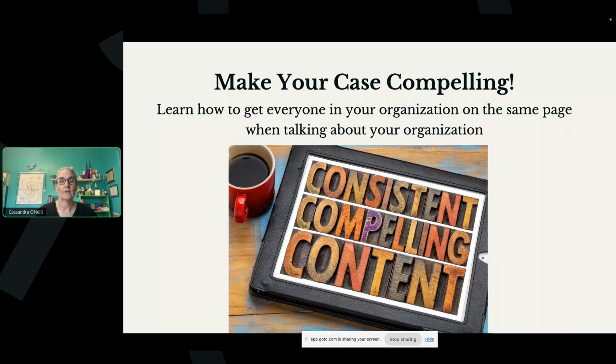It could be the general public, people you meet in your daily life. It could be donors, funders, potential clients, people that you serve. And so let's get to it.